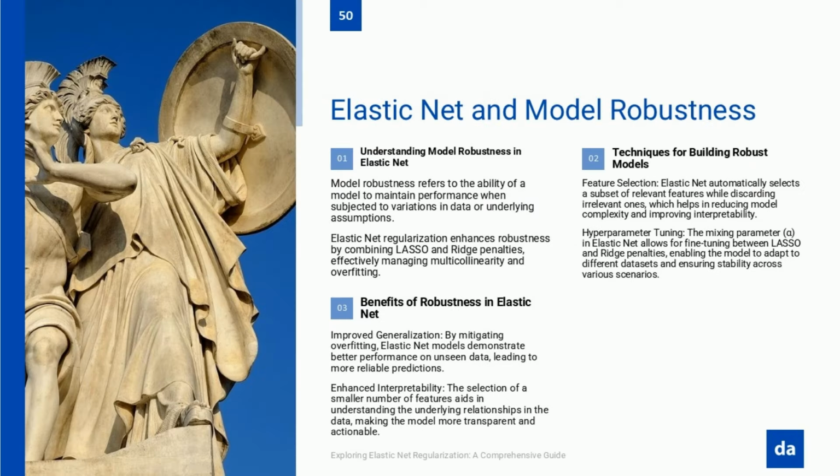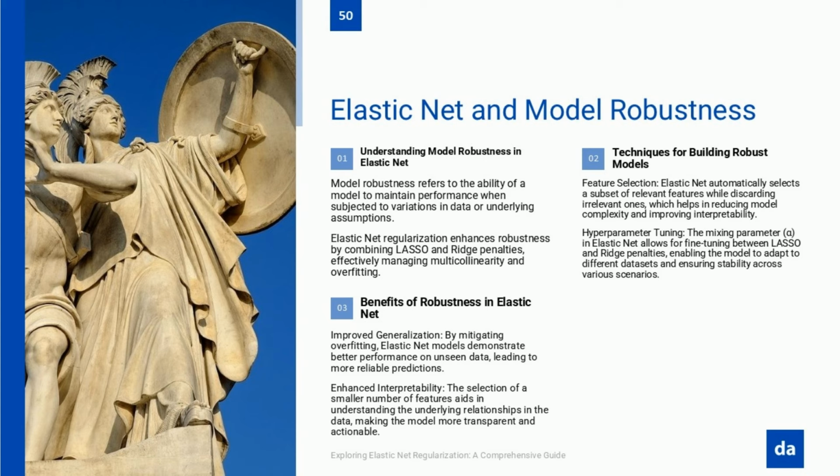A model isn't just judged by how well it performs on a single dataset. It also needs to be robust, meaning it should maintain its accuracy and reliability across different data distributions, noisy environments, and unexpected changes. Robustness is what separates a truly effective model from one that only works under ideal conditions. Elastic Net contributes to model robustness by improving stability, feature selection, and generalization.